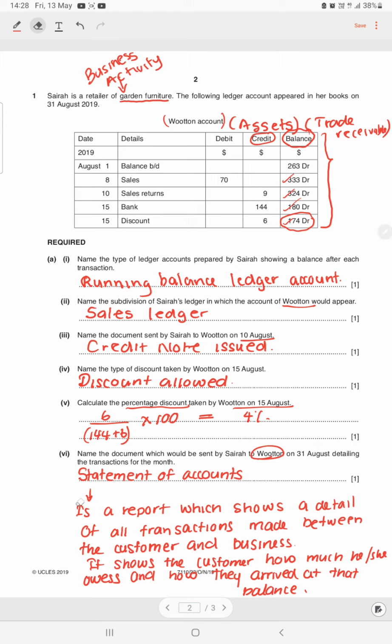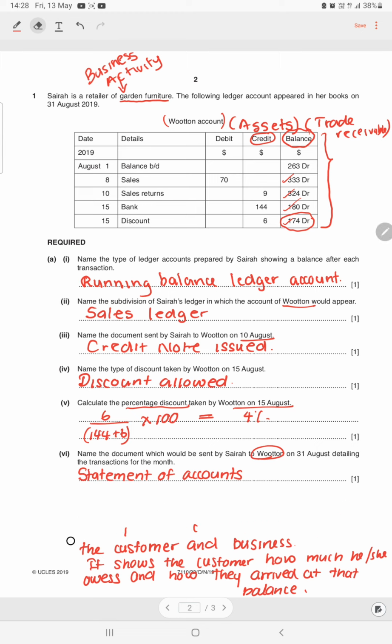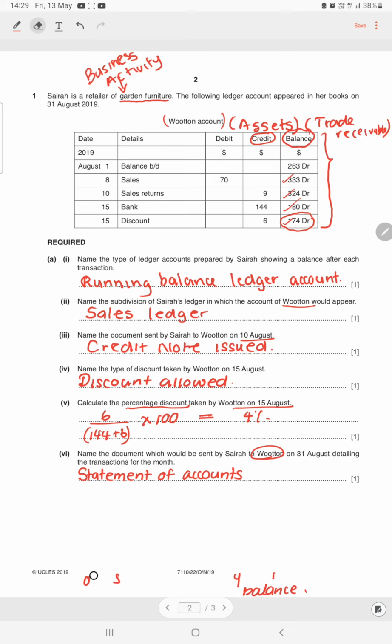Clear? So that is the document that you will send to Wuton, because you're sending it to the customer, asking the customer to pay you your balance, showing them how much they owe you.